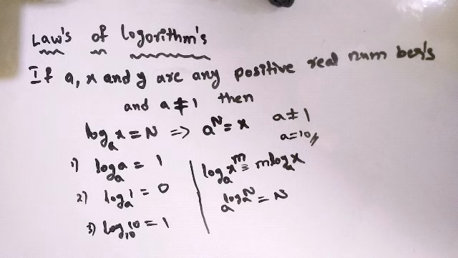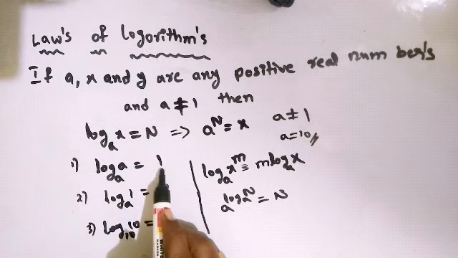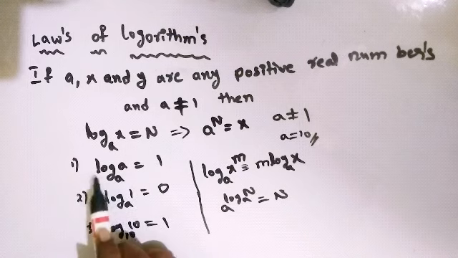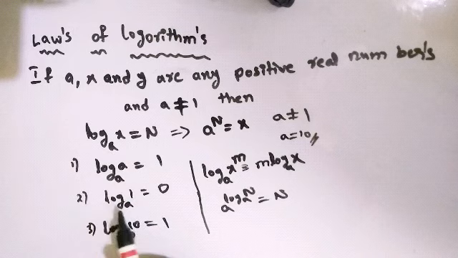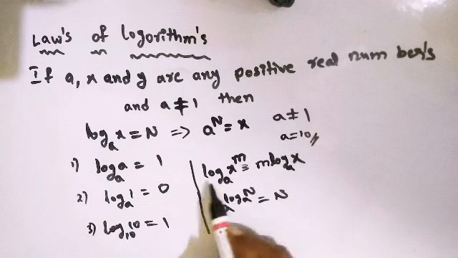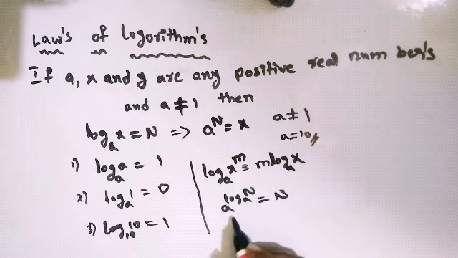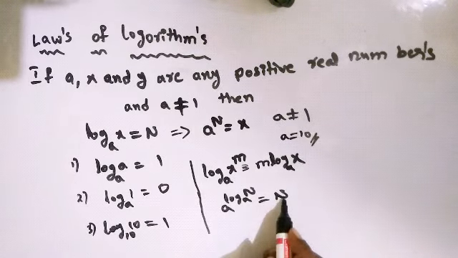Okay, so first we have a formula: log base a of a is equal to 1. And log base a of 1 is equal to 0. That means log 1 is always 0, and when the base and the value are both the same, the answer is 1. And log x to the power of m is equal to m log x, and a to the power of log base a of n is equal to n directly.